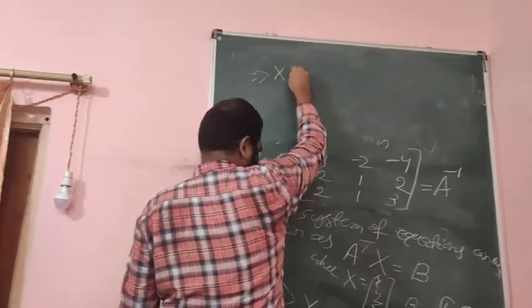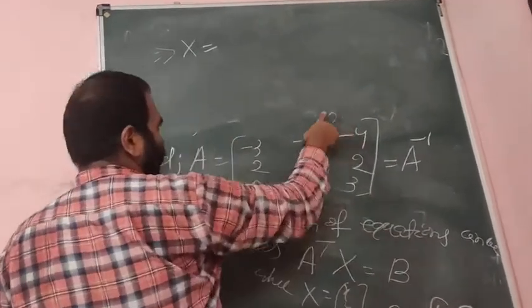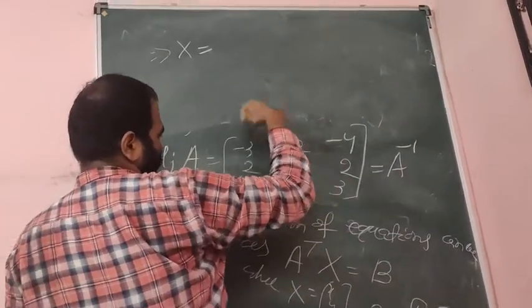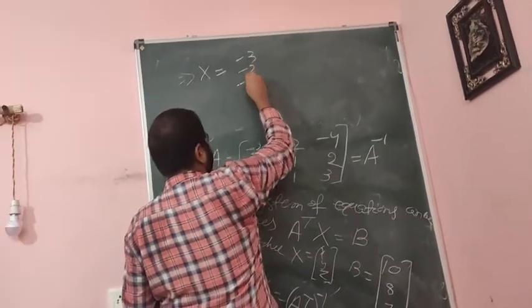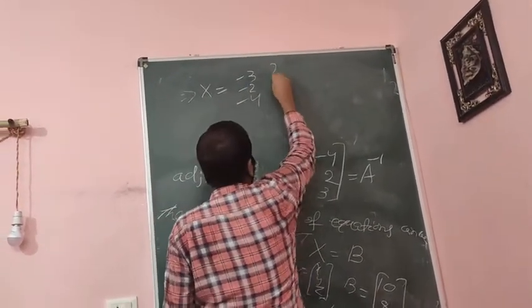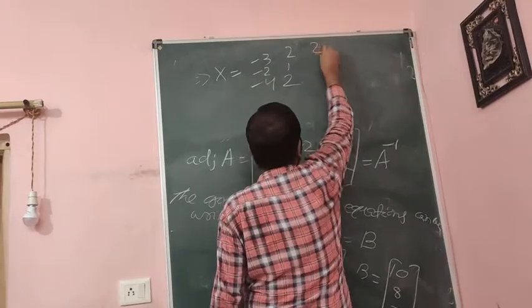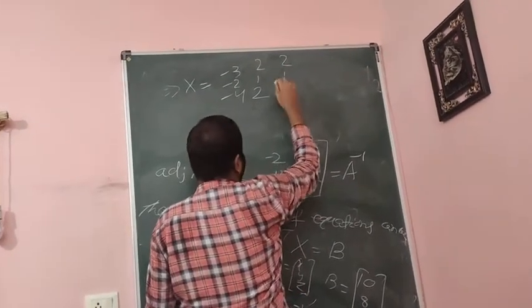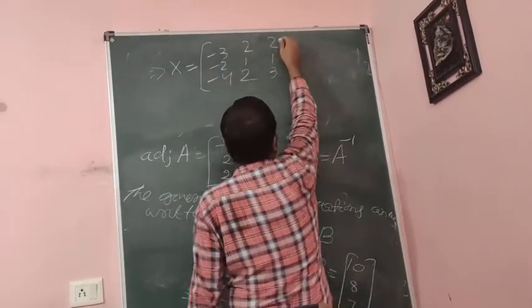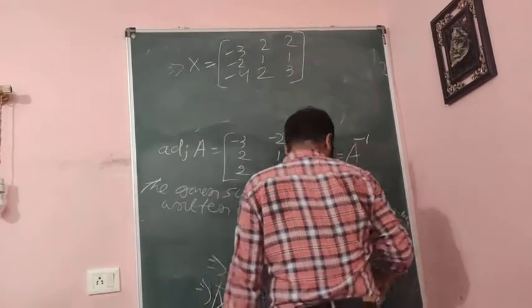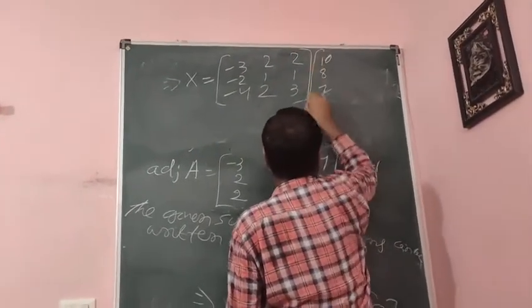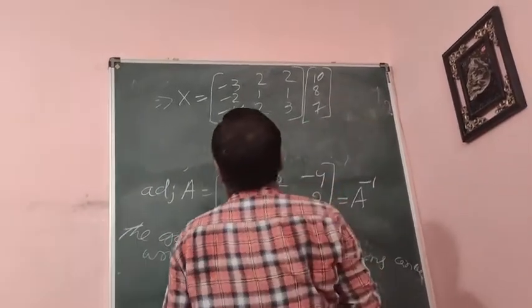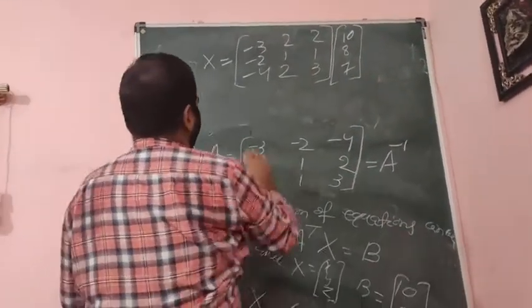This implies capital X equals A inverse transpose. Here you write this by changing the rows into the corresponding terms: minus 3, minus 2, minus 4; 2, 1, 2; here 2, 1, 3. Like this. This is A inverse transpose into V. V is what? 10, 8, 7. Okay, so now you multiply. You will get the result.